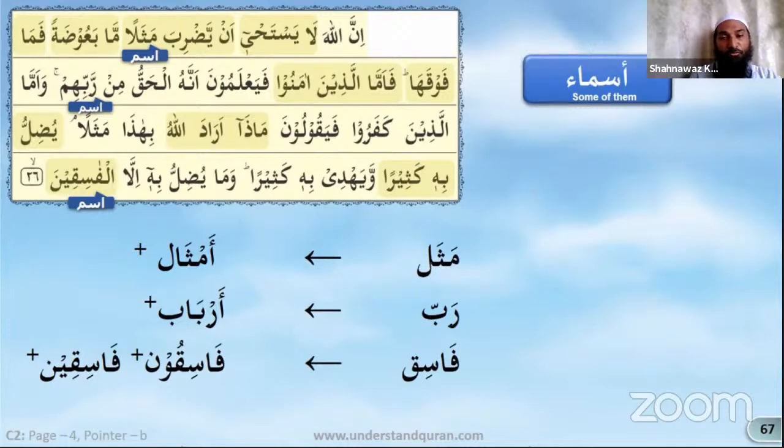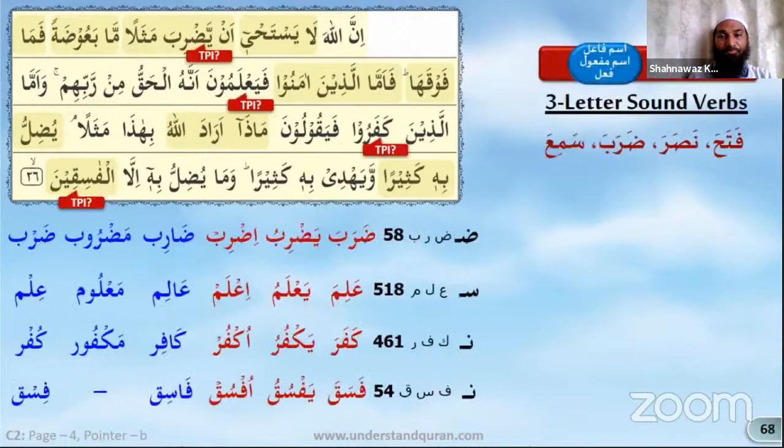We have seen the example of Rab and the various shades of what Rab is, and the plural of that is Arbab. Fasik is coming from the word fasaqa. Fasik is the active participle of it, and the plural is fasiquna and fasiqina. So alhamdulillah, the nouns are simple. Amthal, Arbab is on a similar format, plural. Now coming to the words with sound alphabets, 3-letter words on the pattern of fa'ala, nasara, daraba, and sami'a.